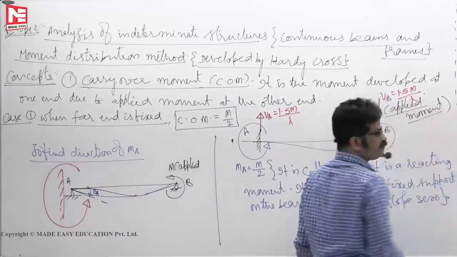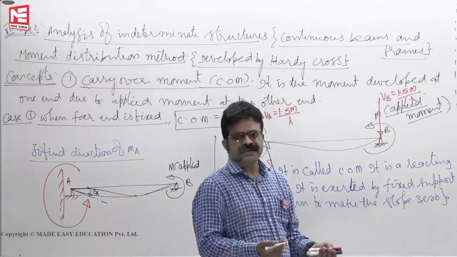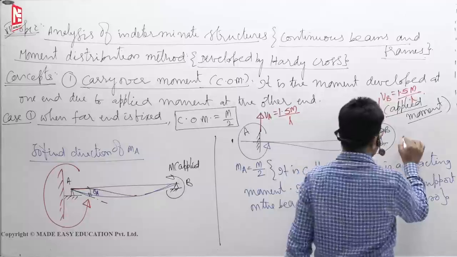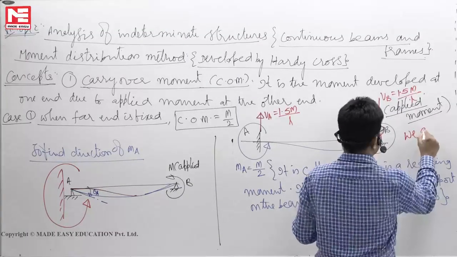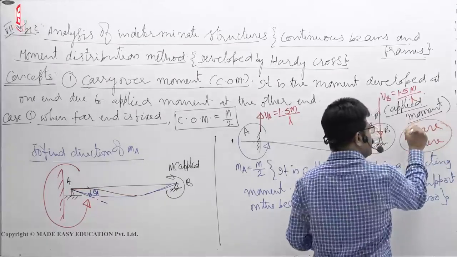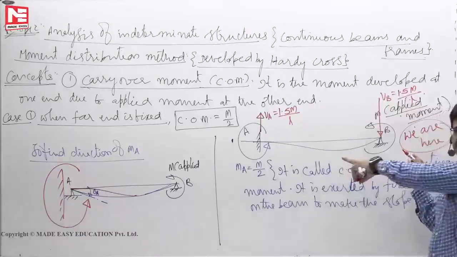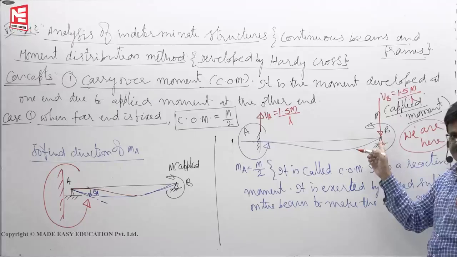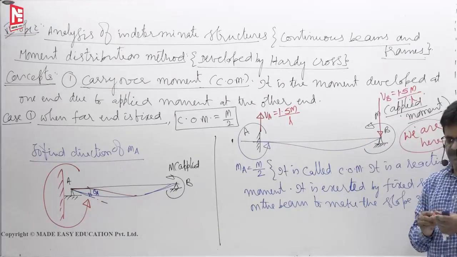Applied moment. Who applied the moment? We only have to apply. When you are applying the moment, where are you? We are here, and we applied this much moment. Now for us that becomes the far end. If such a far end is fixed, where it doesn't deflect, then the carryover moment is m by 2.